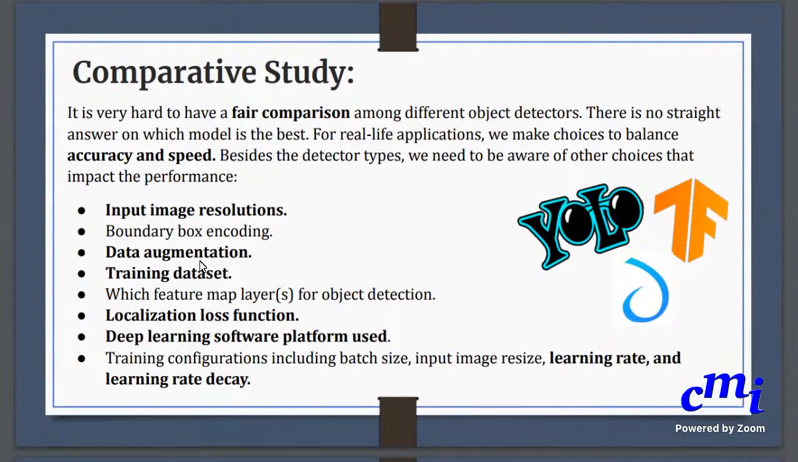Then there could be data augmentation techniques. For example, how much horizontal flipping or vertical flipping you want to do, how much color variation you want to add. Then there is the training data set. The data set also plays a very important role when it comes to object detection algorithms, which I'll come to in the next slides. And then there is the loss function, and what your learning rate is, and everything could be a parameter for comparison when you're doing a comparative study.